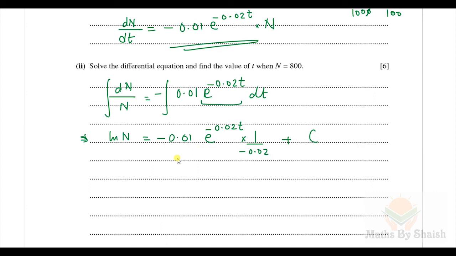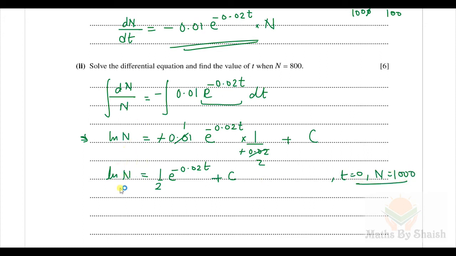So now we can simplify it. These two will be cancelled. This is going to be 1 times, this is going to be 2 times. So ln n is equal to 1 upon 2 e raised to the power minus 0.02 t plus a constant here. Now it is given that when t was 0, n was 1000. This is the condition given in the first part of the question.